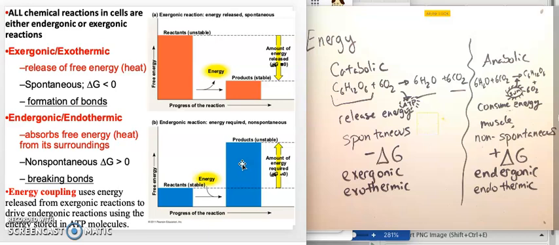Now this is important for biology because the energy that's released by exergonic reactions can be absorbed by endergonic reactions. And so we can use the energy that's released from one set of reactions to drive other reactions that our cells want to do. That process is called energy coupling, and the molecule that accomplishes this is ATP.